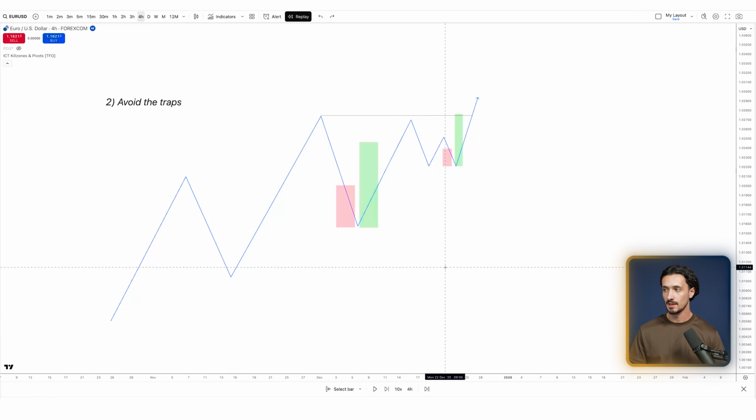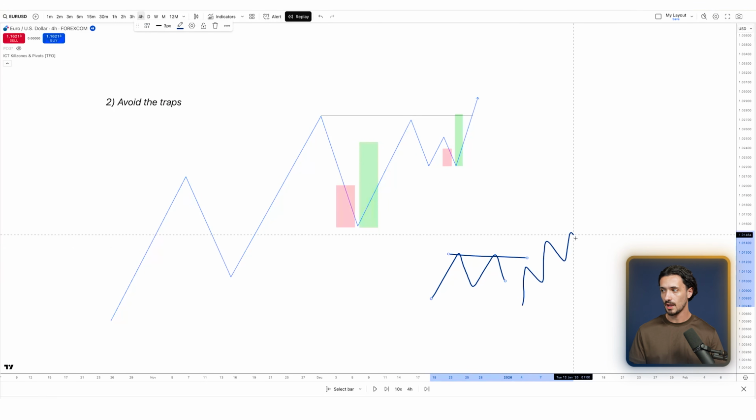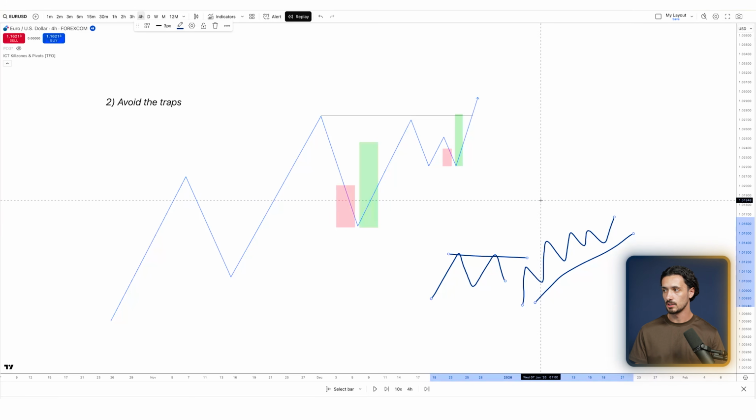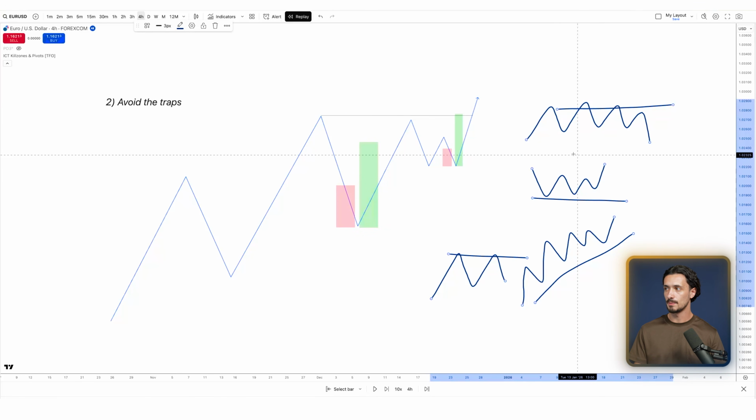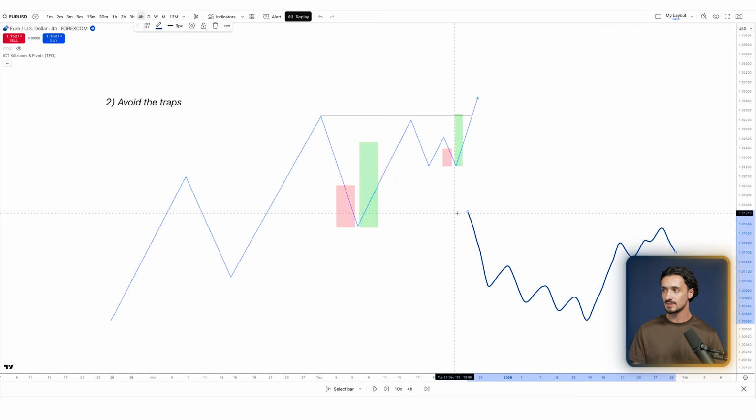So for example, that could be equal highs. That could be trend line liquidity, right? That could be equal lows, right? What else could it be? It could also be Asia session high. It could be Asia session low, right? It could also be previous day's high.